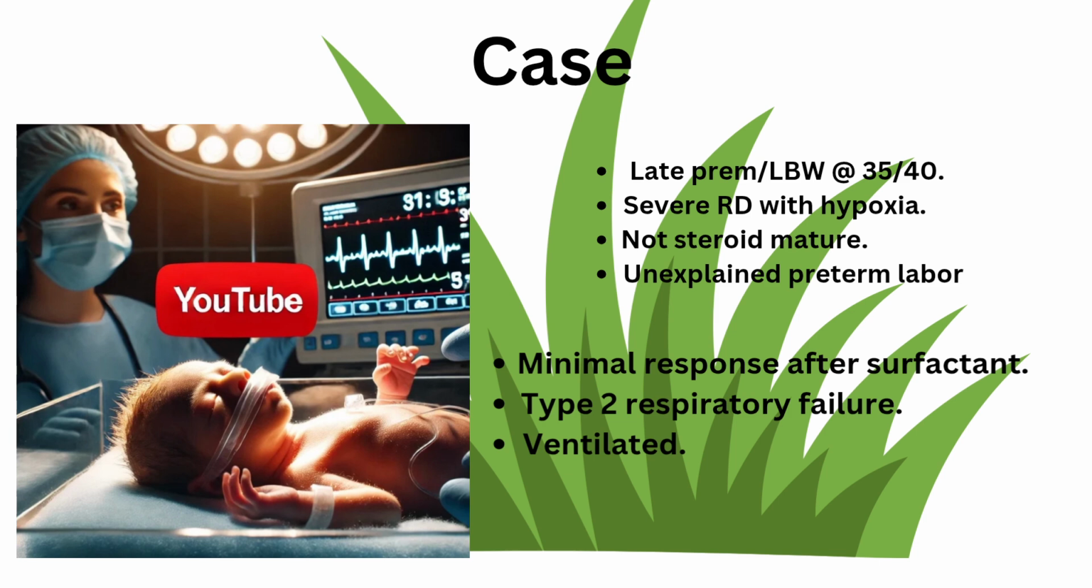But there was minimal improvement on the work of breathing and oxygen requirement. A blood gas was done which didn't only show hypoxia but also showed a CO2 retention, so meaning that this patient was in type 2 respiratory failure, and a chest x-ray was done which had similarities to an HMD. So based on this and the fact that this was an unexplained preterm labor, an assessment of congenital pneumonia, possible GBS, was entertained and the patient was ventilated. So this is our case for this week.